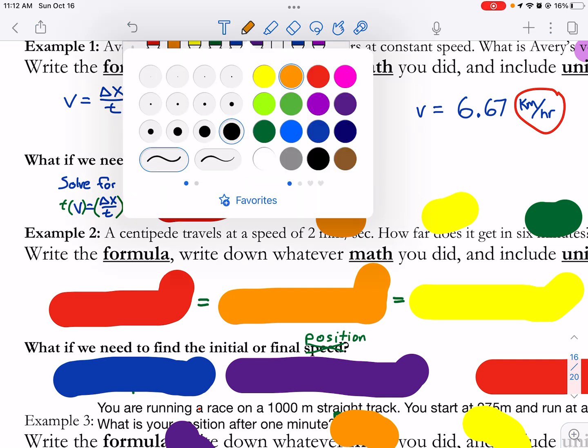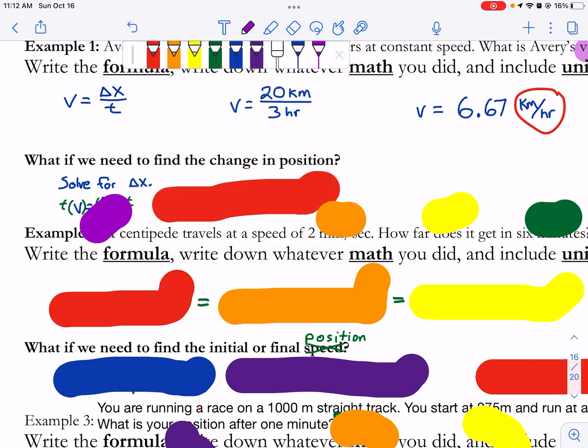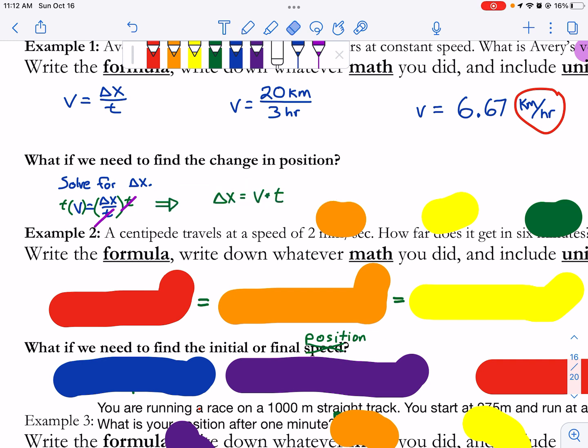Let me pick a different color here. It's going to cancel out the t right there, and it's going to leave the t on the other side. So then my equation is going to look like this. So I've got delta x equals v times t.